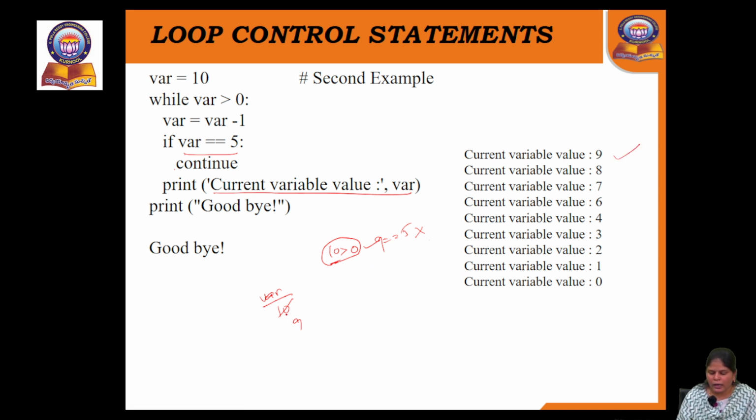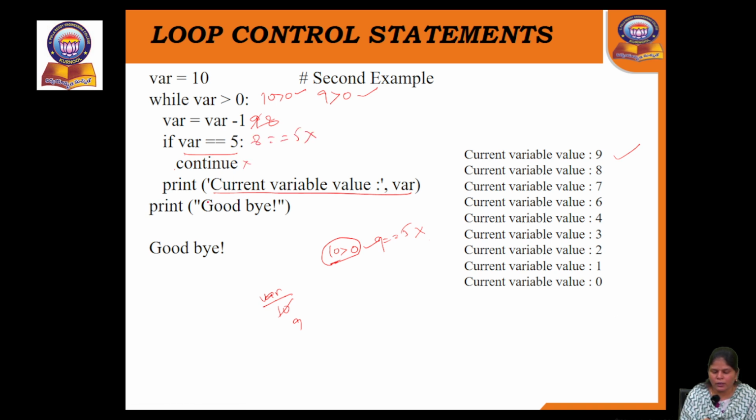Next, 9 greater than 0, it will check the condition. Here first 10 greater than 0, after that 9 greater than 0, the condition is true. So entering, first it will be 9, now it becomes 8. 8 equal to 5, condition false.